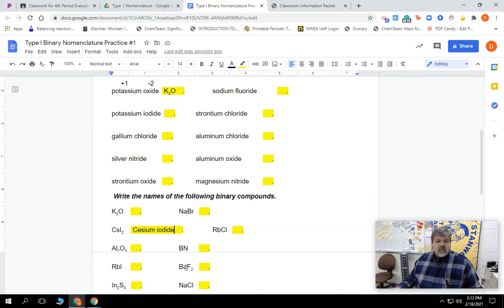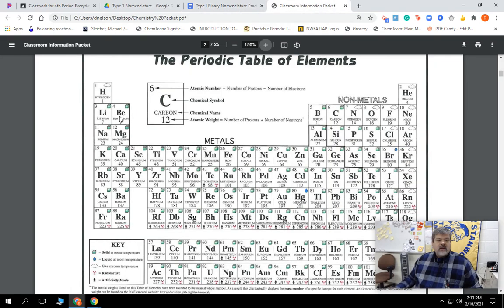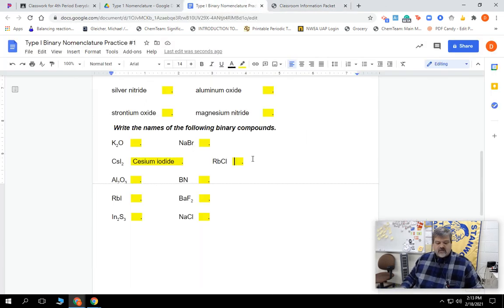Okay, let's do one more before we go. So let's do this one right here. I have Rb and Cl. So I go to my periodic table. I find Rb is rubidium, and go over here to Cl above the staircase. Cl is chlorine. So we're going to call this one rubidium chloride.